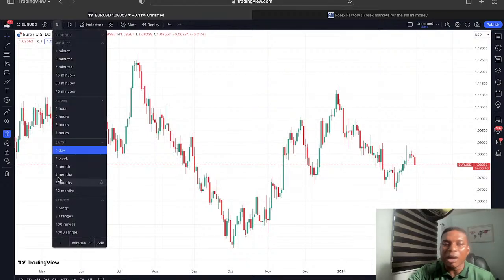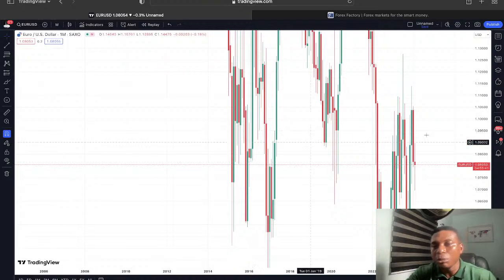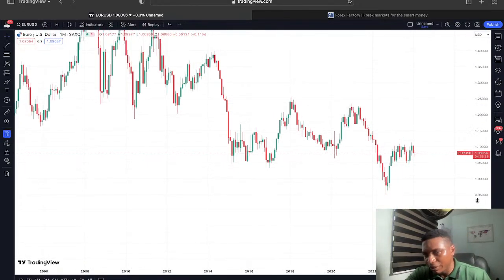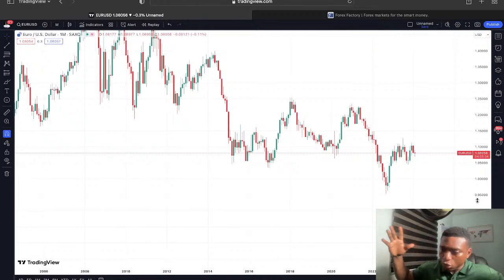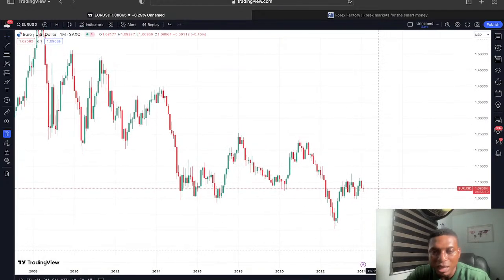Most importantly, I would like us to start with a top-down approach, because we want to see what is happening on the higher time frame, on a broader scope, before narrowing down into the lower time frame to see what is currently happening. We need to see what the general market is doing, and that is more obvious on the higher time frame.